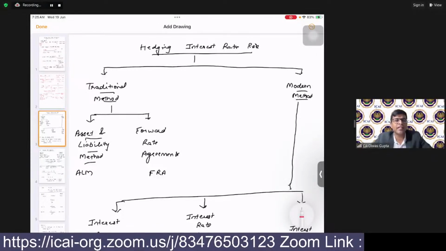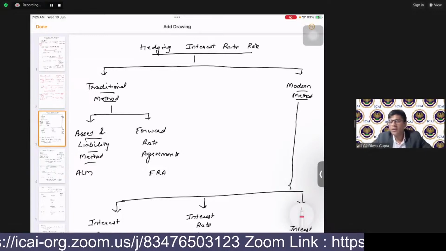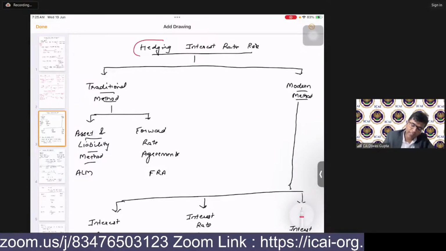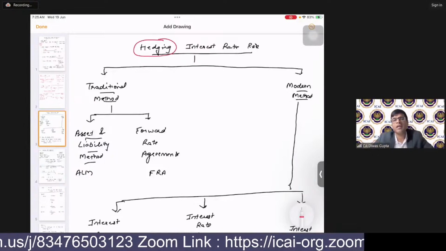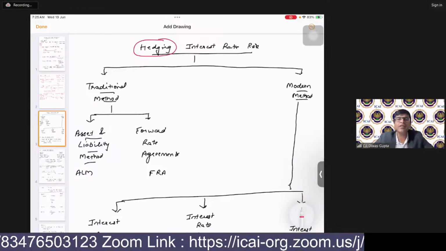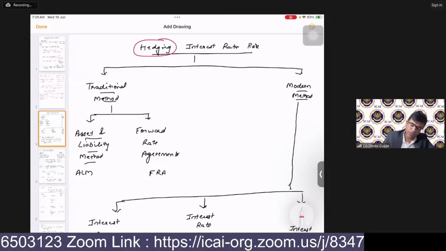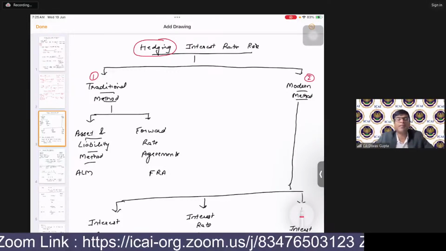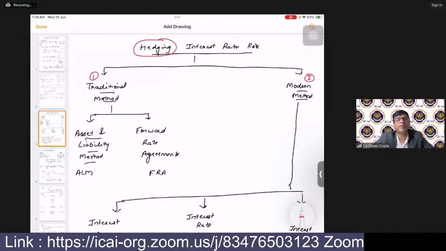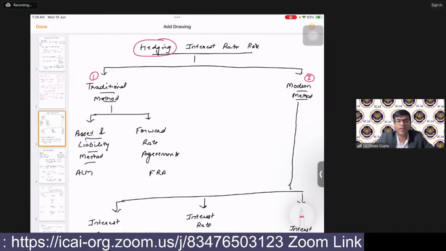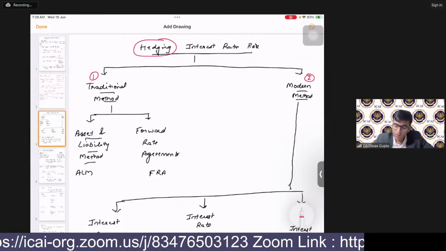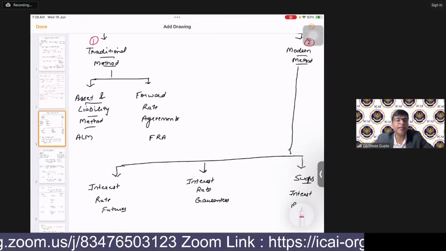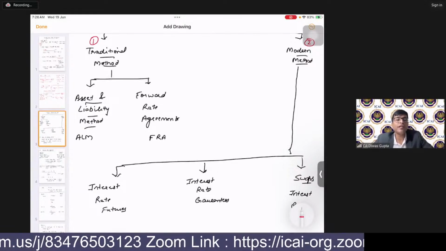So yes, this is called hedging, Abrikesh. Perfect. So the process of management of the interest rate risk is called hedging. So this is hedging of the interest rate risk, students. Now there are two broad methods. First one is the traditional method and second one is the modern method. So in case of a traditional method, students, what happens? We have asset and liability management, and second one is the forward rate agreement.